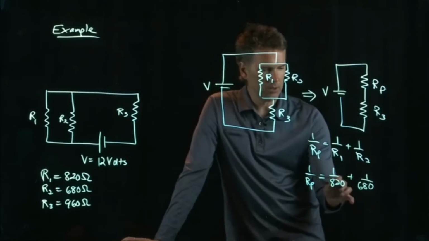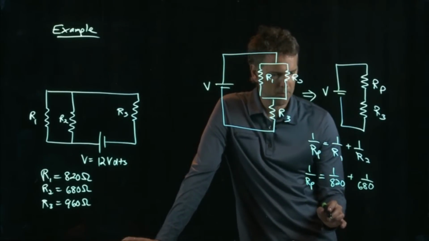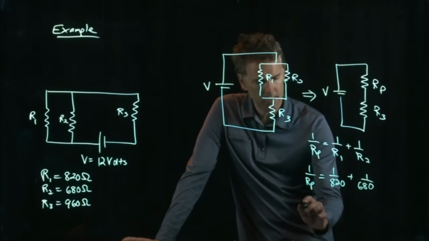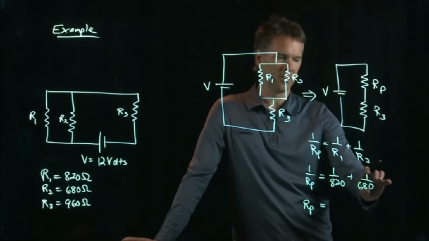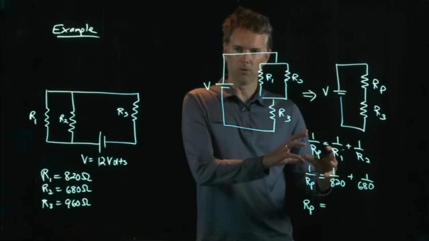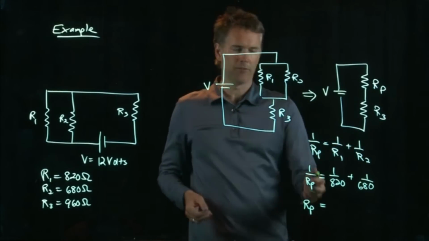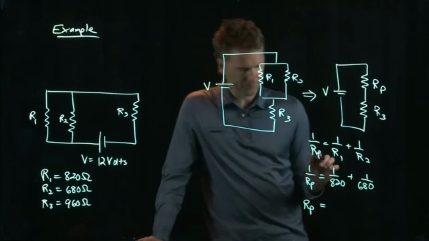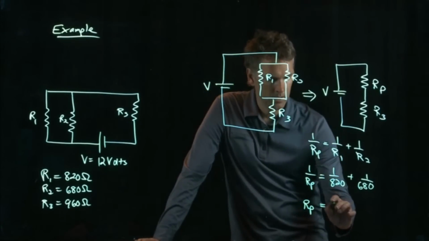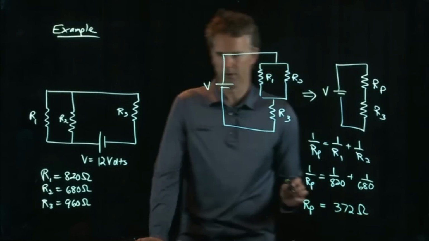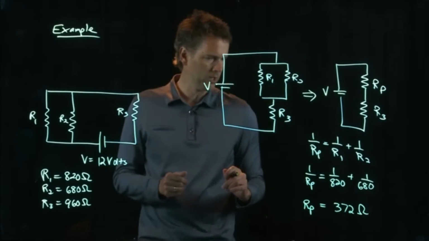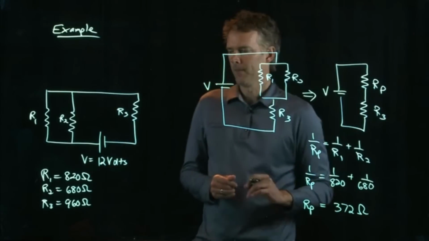And why don't you guys plug those into your calculator and tell me what you get. Okay, after you take 1 over 820, you add 1 over 680, set equals, and then invert it, and that's Rp. And tell me what you get. 372 ohms. Somebody else concur on that one? Okay, good. So that's Rp.